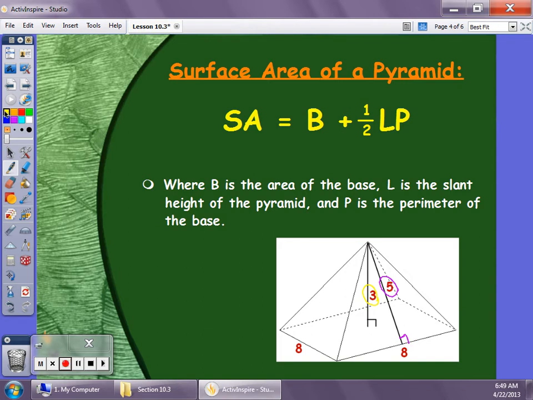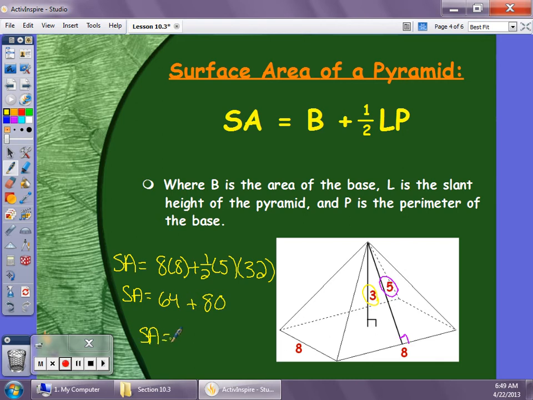So if we want to find the surface area, so surface area is going to equal area of the base. So again, this is a rectangle, so 8 times 8 plus 1/2 the slant height, so the slant height, which is 5, times the perimeter, which is going to be 8 times 4, which is 32. So surface area is going to equal 64, and then 1/2 of 5 times 32 is equal to 80. So the entire surface area of this pyramid is going to be equal to 144 units squared.